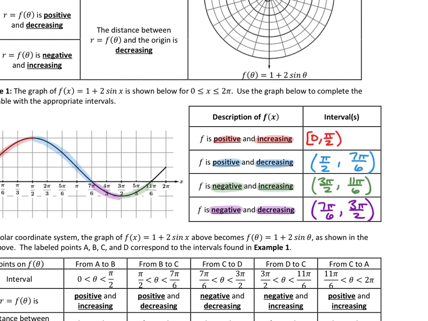What color, I probably previewed it to you earlier, do you think I'm going to color this itty bitty section right here? Red, because it's above the x-axis and it's positive, and it's increasing. So this little bitty bit right here goes back to the red section, which means we have a second interval we're going to attach on here, which is from 11 pi over 6 to 2 pi.